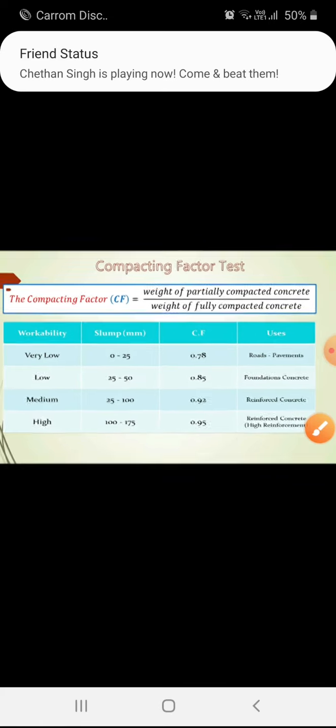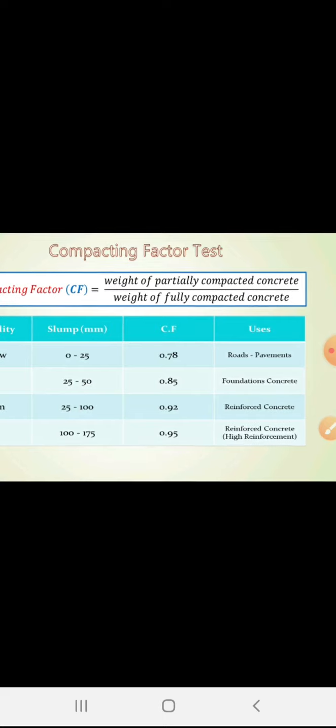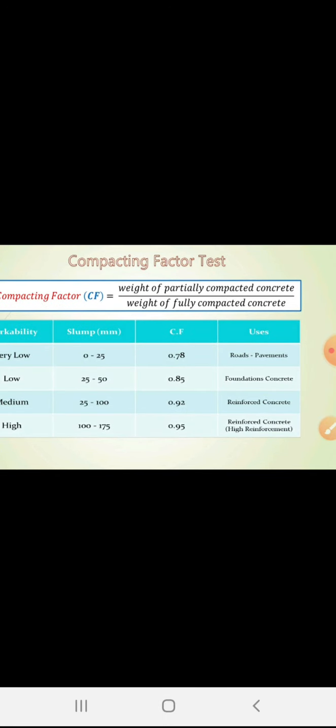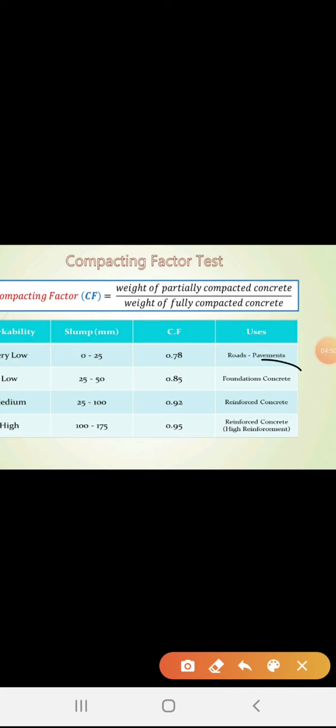And we can see the applications also here, nothing but uses. Very low slump value is used for roadworks. Next, low slump value can be used for foundation work, such as footings. Medium slump can be used for reinforced concrete, such as beams, columns, and RCC slabs. And the last one is high slump.